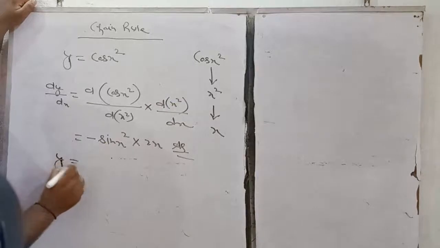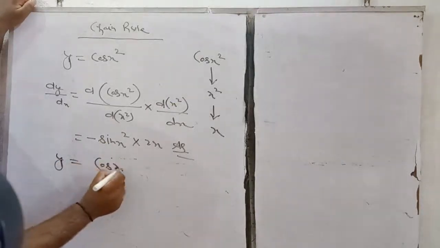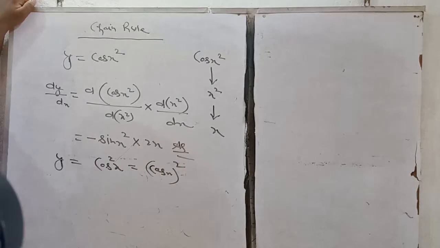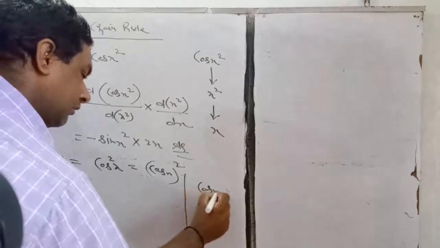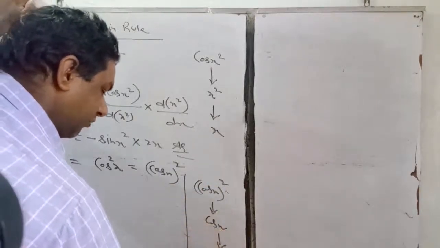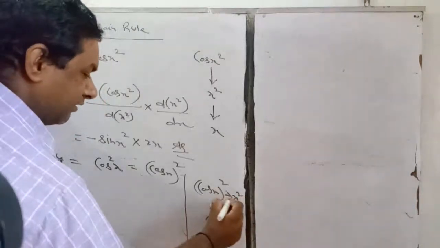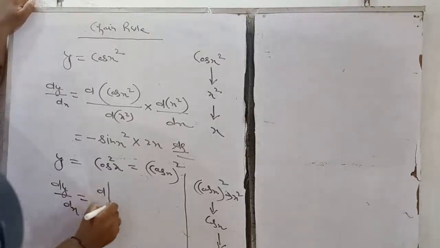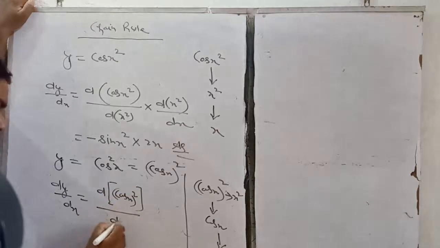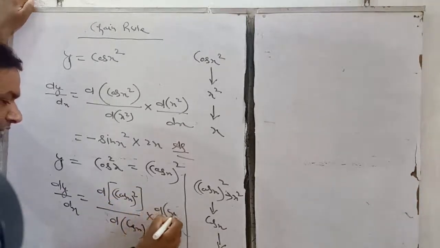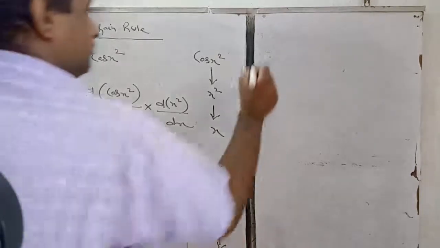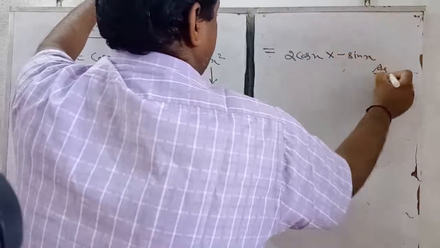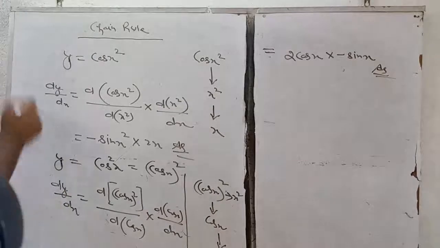Like if you want to differentiate y is equal to cos square x, this can be written as cos x whole square by the general knowledge of trigonometry. What happened here? Here cos x square depends upon cos x, which depends upon x. This is the format of x square. So how can you write? dy by dx is equal to d of cos x whole square over d of cos x, into d of cos x upon d of x. So this is equal to 2 cos x into minus sin x.